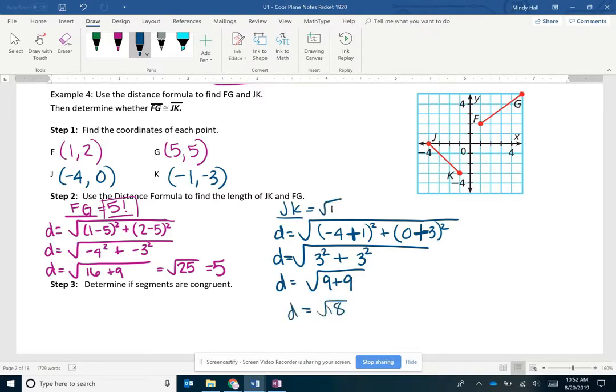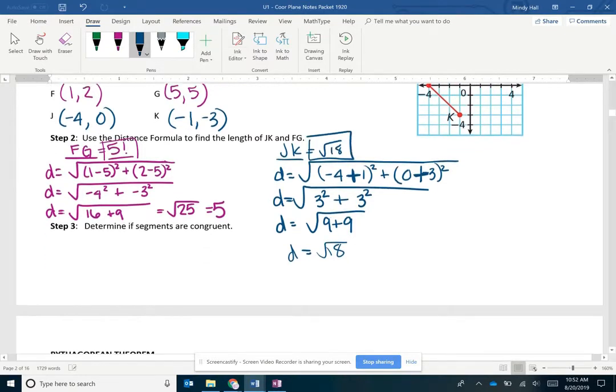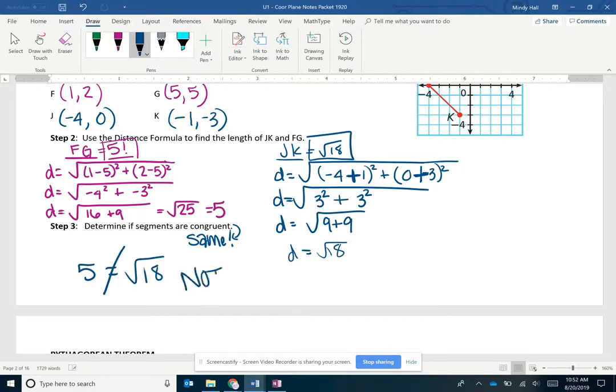So we have the distance of both, but unfortunately they are not the same. Congruent means they are the same. And so we have 5 equal to the square root of 18. Well, that's obviously not true, so then they are not congruent. And by the way, this is our symbol for congruence, the little squiggle with an equals. Okay?